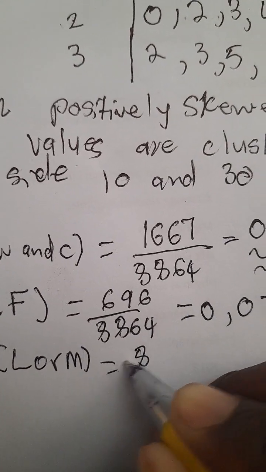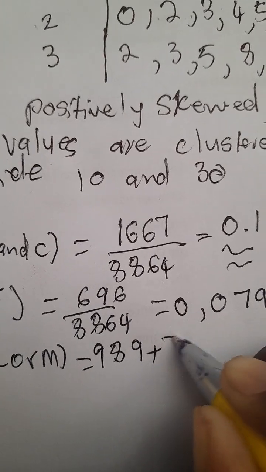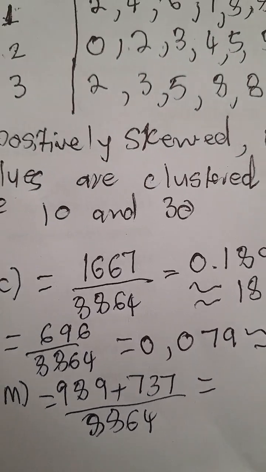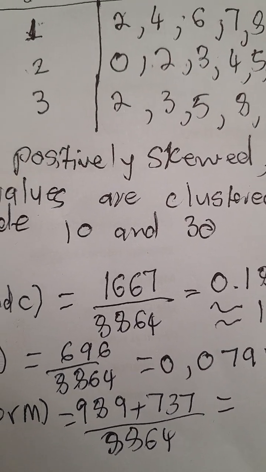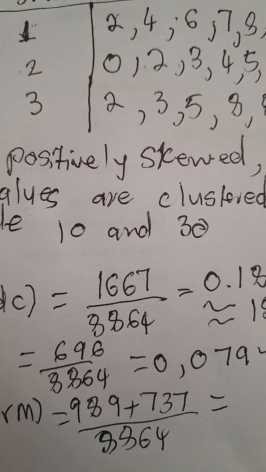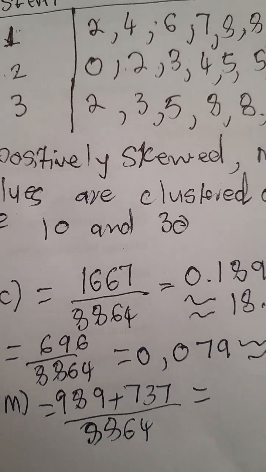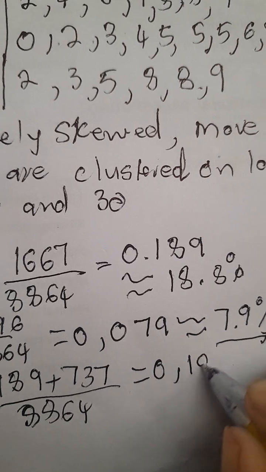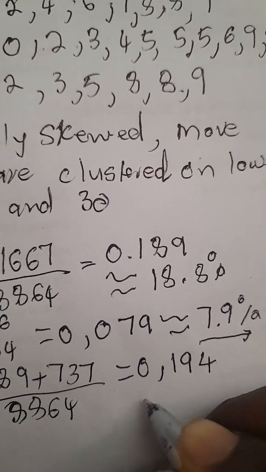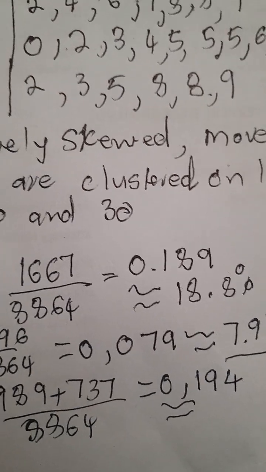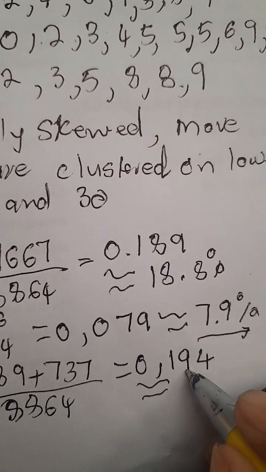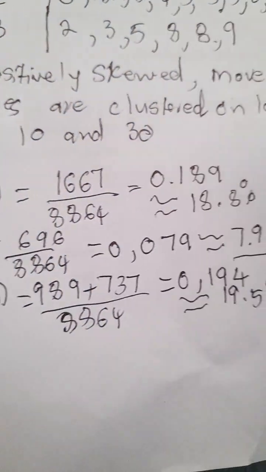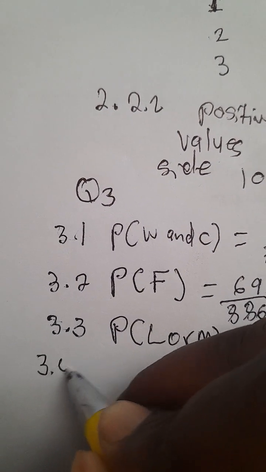Probability of Limpopo or Mpumalanga. We said it's going to be 989 plus 737 divided by 8864. Let's punch our calculator. 989 plus 737 divided by 8864. What is that? Correct to 3 decimal places, that will be 0.195. Which is approximately, in percentage, 19.5%. That will be our probability, right? So we go to 3.4.